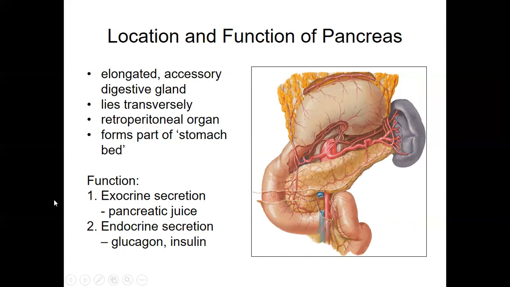The pancreas has two functions, exocrine secretion and endocrine secretion. For exocrine secretion, it secretes the pancreatic juice. For endocrine secretion, it secretes glucagon and also insulin.